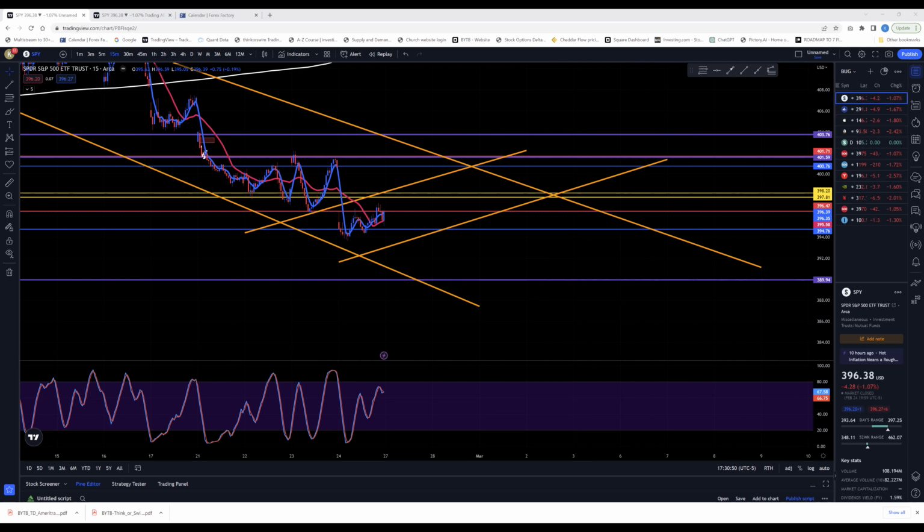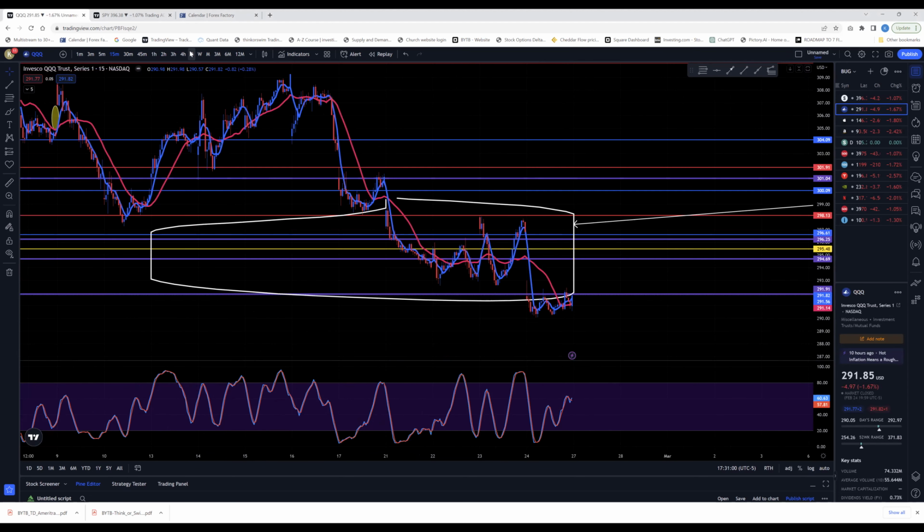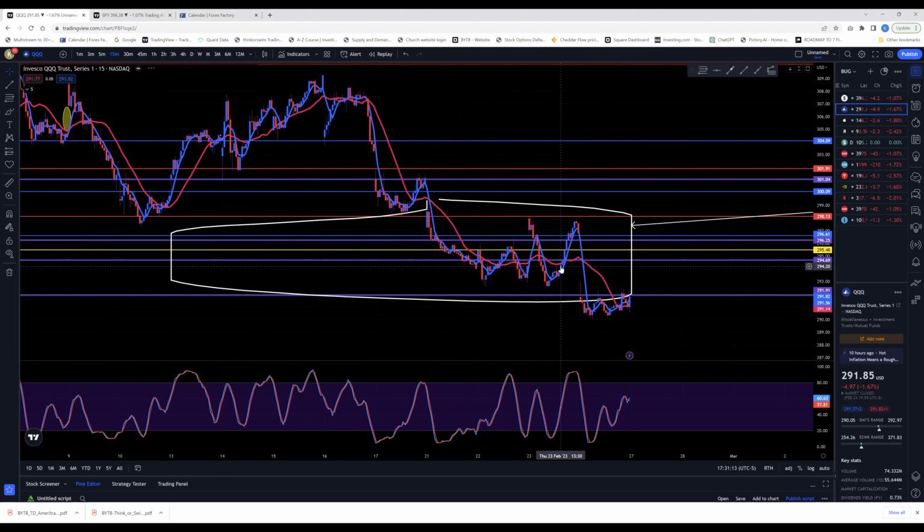All right, so February 23rd, QQQ 296 put. Let me go to that real quick. February 23rd, QQQ put. Let me see something. February 23rd. That's right up in here.